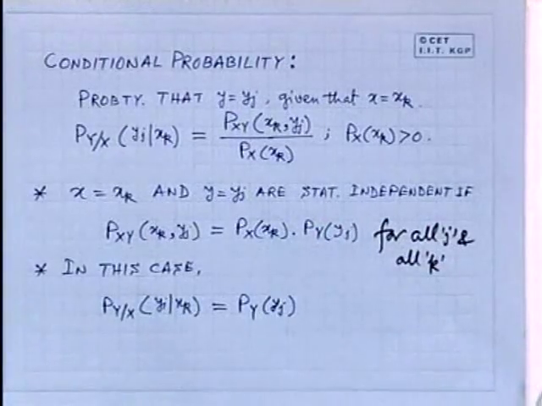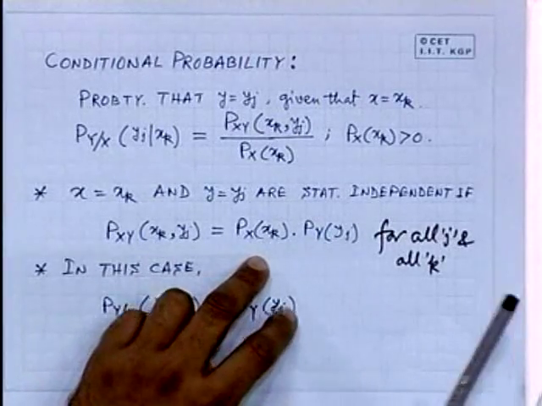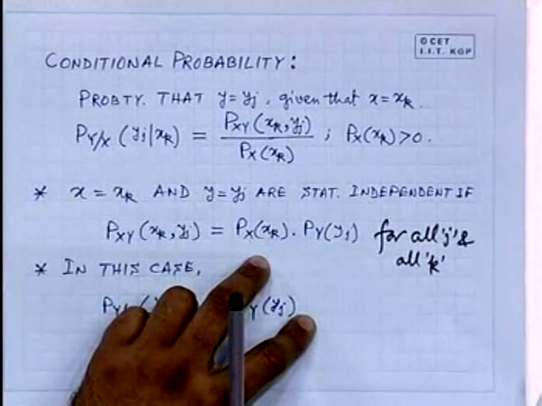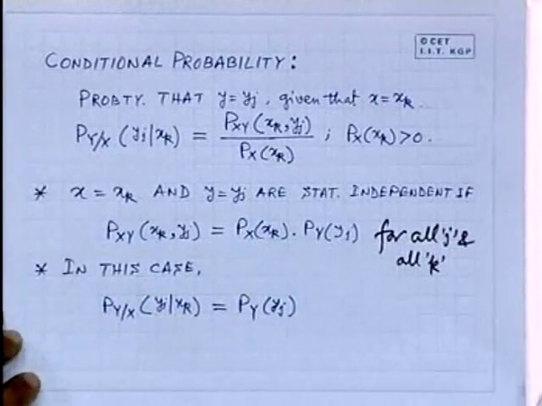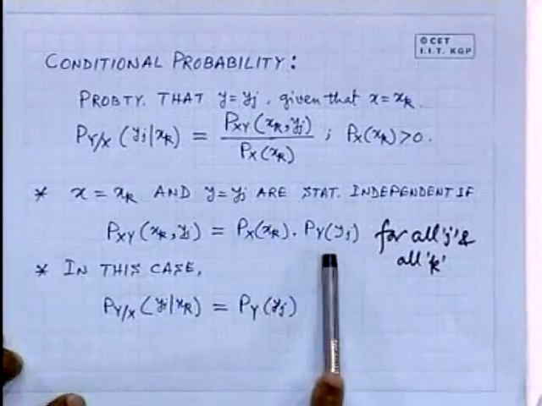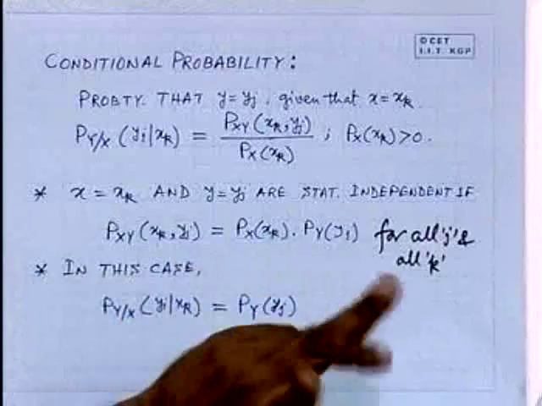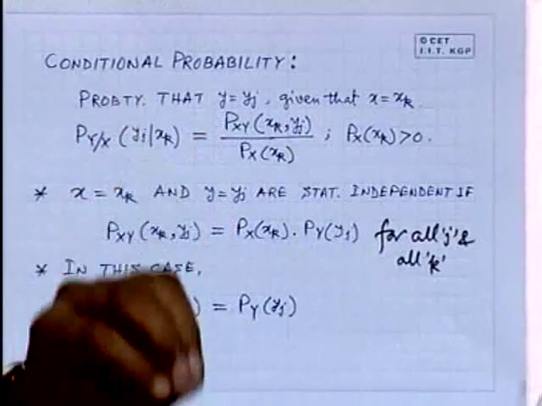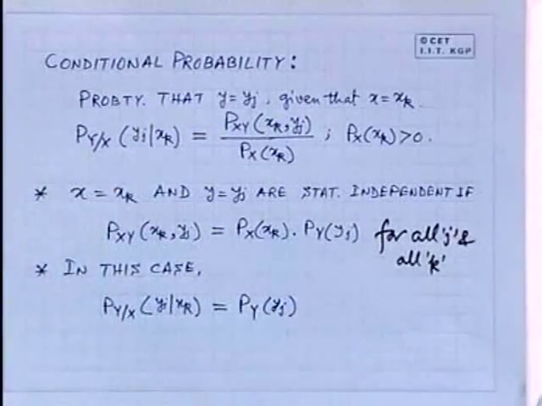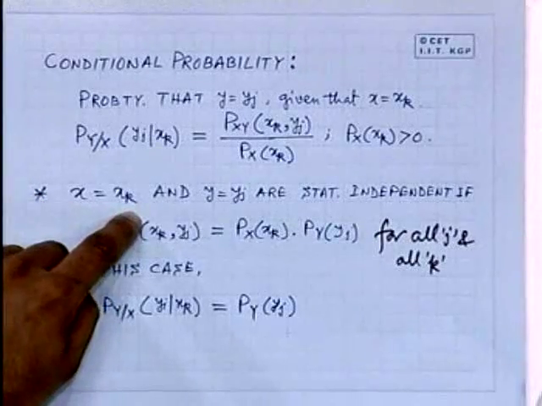Do not ever conclude that, if for a particular jk pair this condition is valid, the experiments are independent. That is a wrong conclusion. To really ensure that two experiments are statistically independent, one has to see that this is valid for all values of J and K. There may be some kind of dependence in a specific manner which may not be reflected for a specific value of K and J, but that's not the point. If they're dependent to some extent, the experiments are dependent. So for all J and K, if this is valid, we say the two experiments are independent.